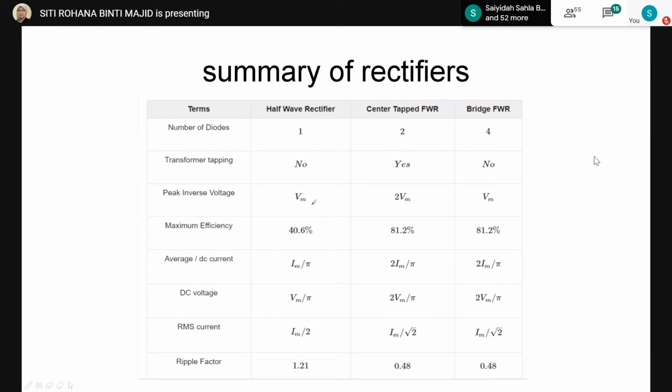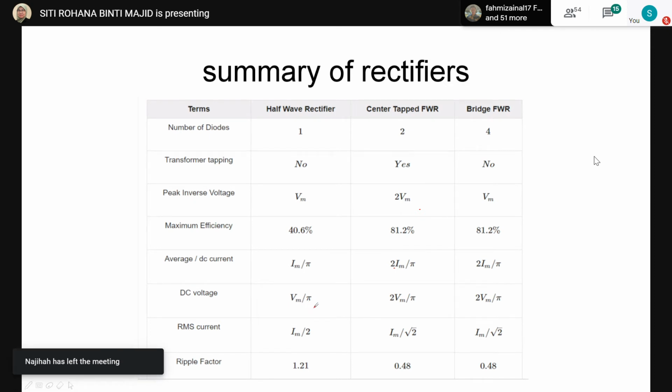for half wave is V maximum, and for center tap 2 maximum, and the last one is VM. And the next part is the average or DC current for half wave and full wave. They only differ in terms of the number two. The formula is the same, only the full wave doubles the half wave.